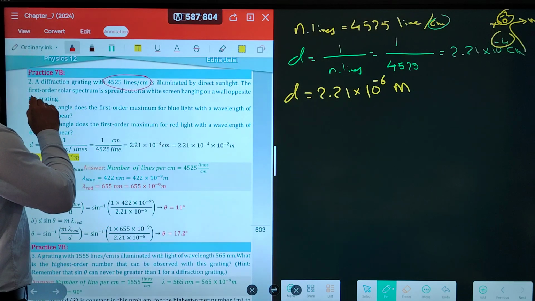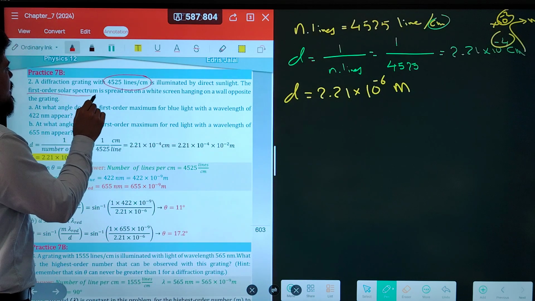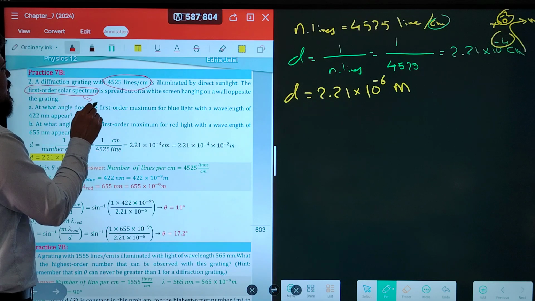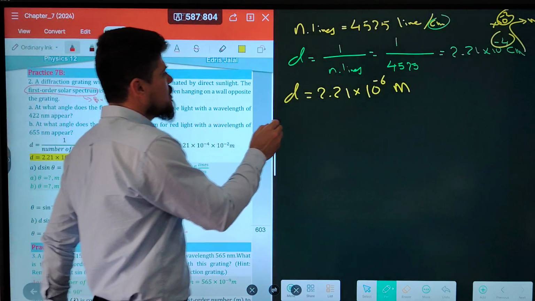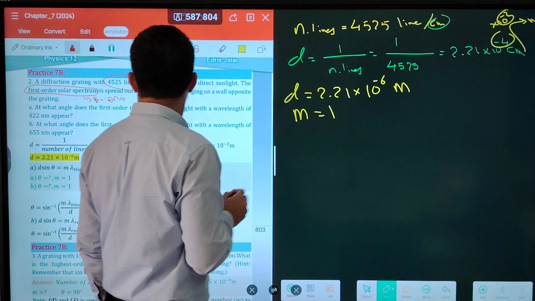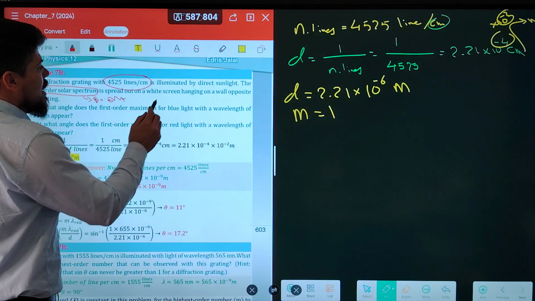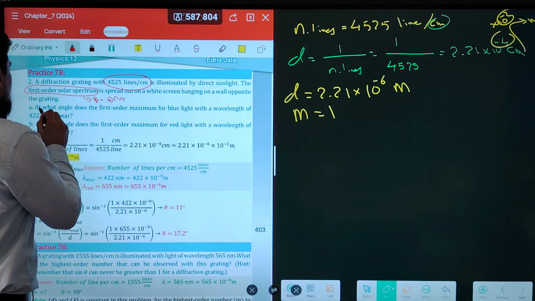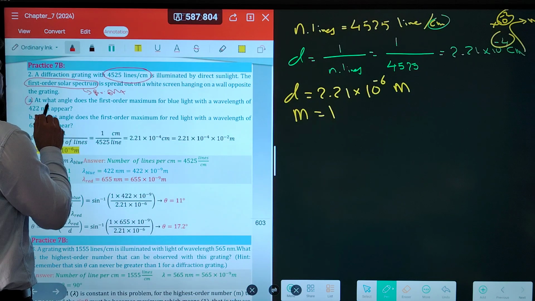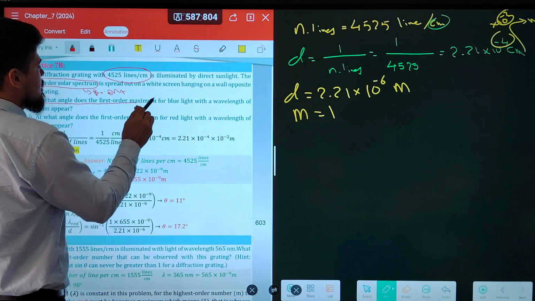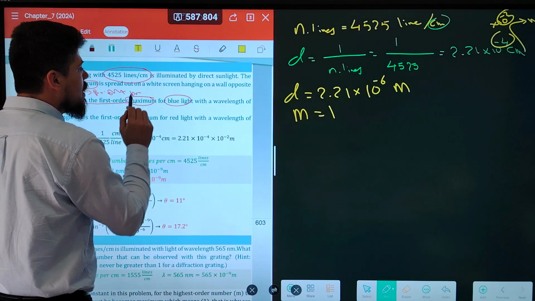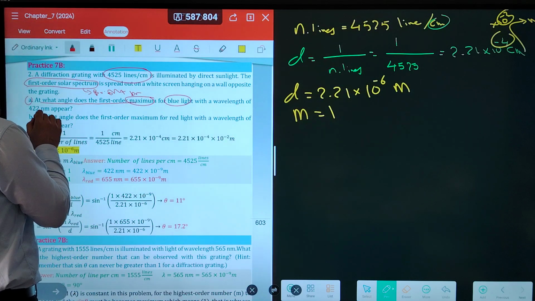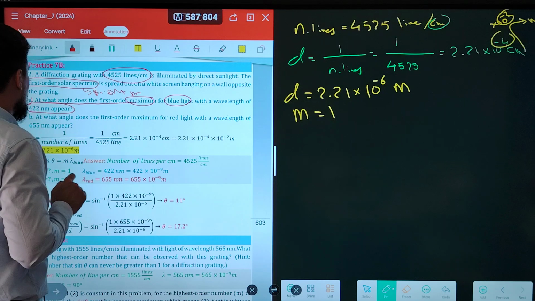Illuminated by direct sunlight, the first order solar spectrum. Solar spectrum means the bright fringe. First order, m is equal to 1, on a white screen hanging on a wall opposite the grating. A. At what angle does the first order maximum, meaning bright, for blue light, with a wavelength of 422 nanometers, appear?